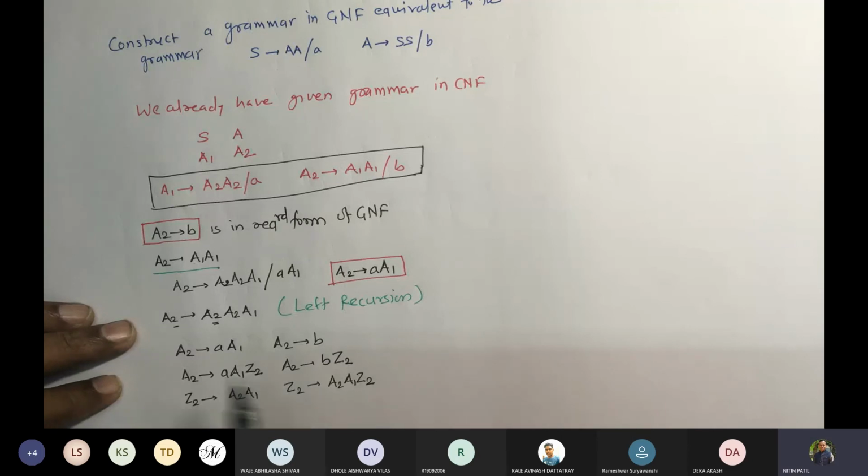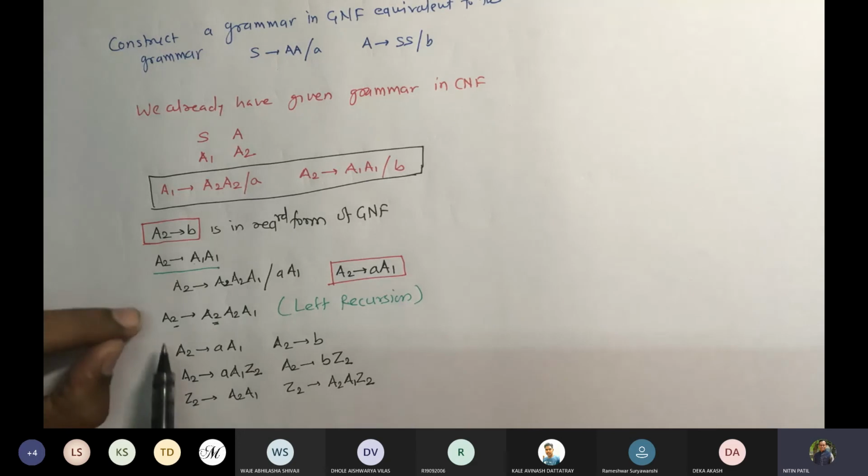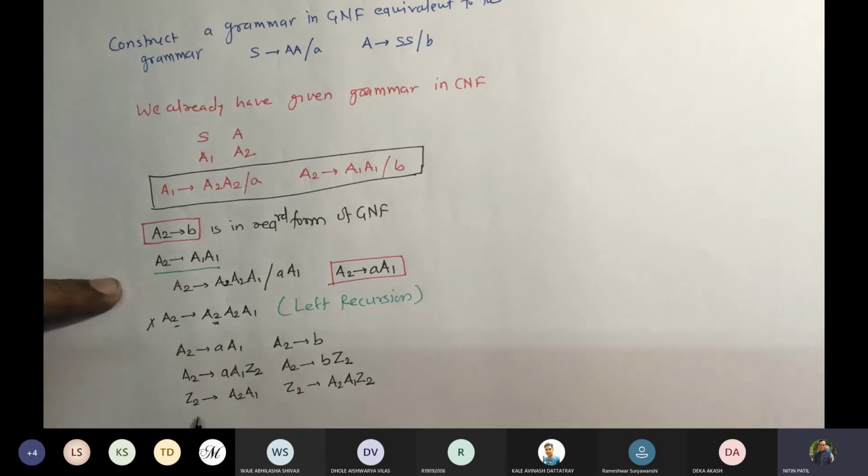Yes, I will get the same thing. Correct. If I replace this A2 by B, I get B A2, A1. So if I write B Z2 and Z2 is A2, A1, what if I continuously keep replacing this A2, A2, A1? Correct. So I will definitely get the same thing which was achieved through this production. So now I am deleting this production. I am introducing these three.